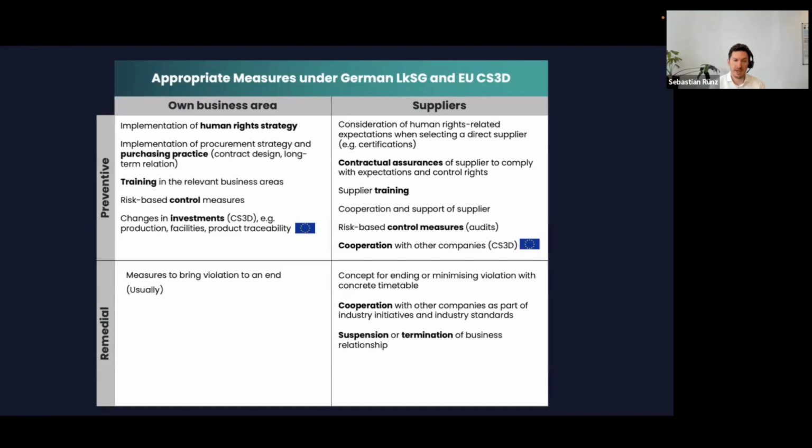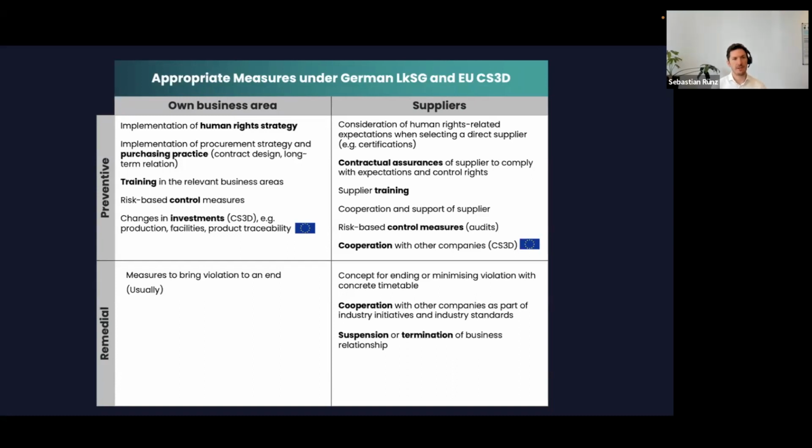The next point is the supplier training. So not only training in your own business area, but also with respect to the suppliers. Cooperation and support of suppliers is also particularly mentioned in the CSDDD. Risk-based control measures, again, which at the supplier level could be named audits. You should perform audits at your suppliers, not only rely on contractual assurances, for example, or certificates, but at least with respect to high-risk suppliers, also perform audits. And cooperate with other companies in industry initiatives, for example, to increase the influence you might have on risky suppliers.